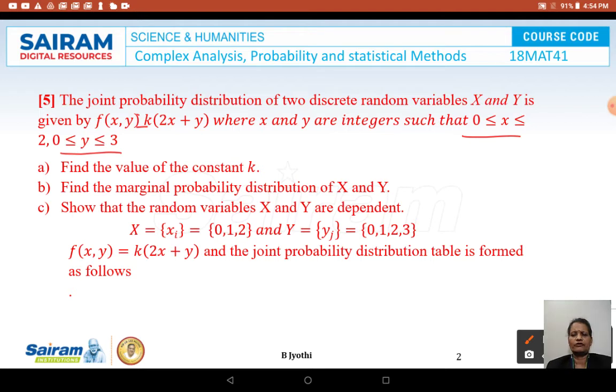First of all, we have to find the value of the constant k and the marginal probability distributions of x and y. Show that the random variables x and y are dependent, where x is equal to 0, 1, 2, y is equal to 0, 1, 2, 3, and f of x, y is equal to k times (2x plus y). The joint probability distribution table is formed as follows.